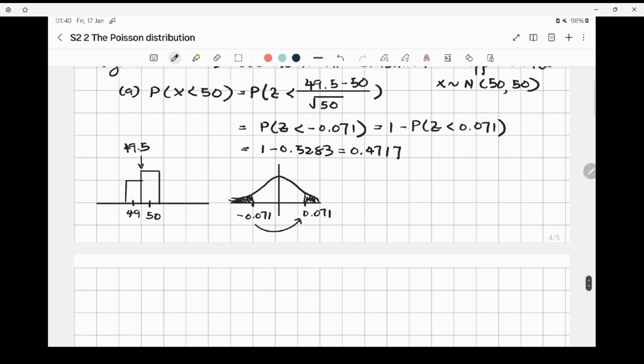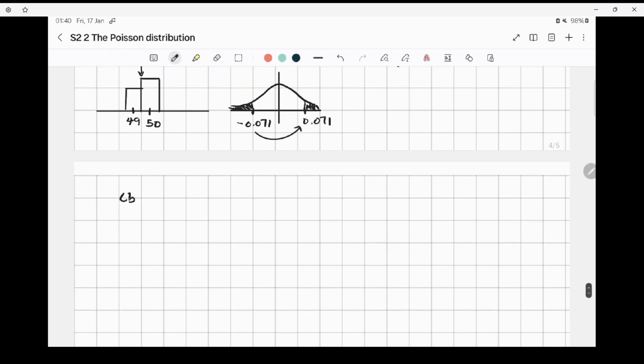Now let's say you have part B, X smaller or equal to 50. You want to include the number 50, so you have to take 50.5. So you take 50.5 minus 50 divided by the square root of 50.